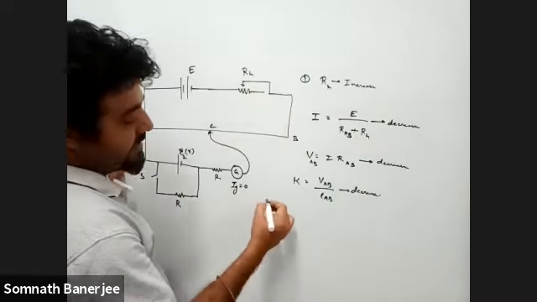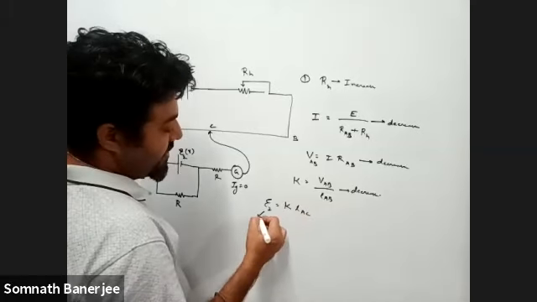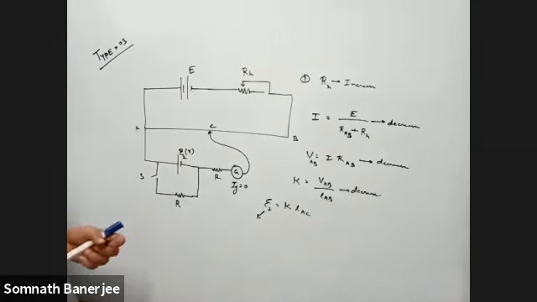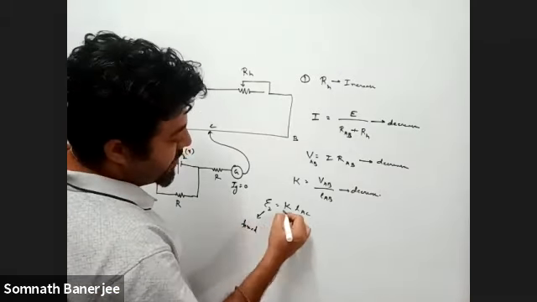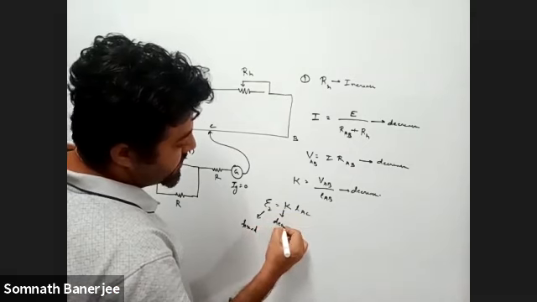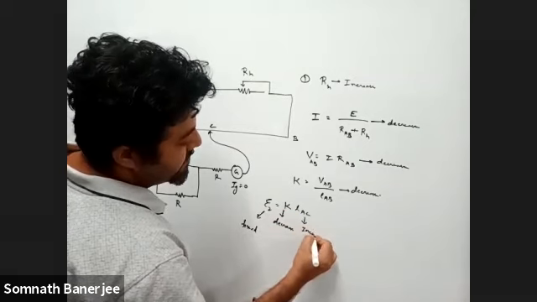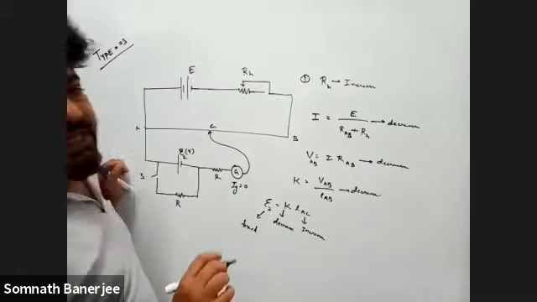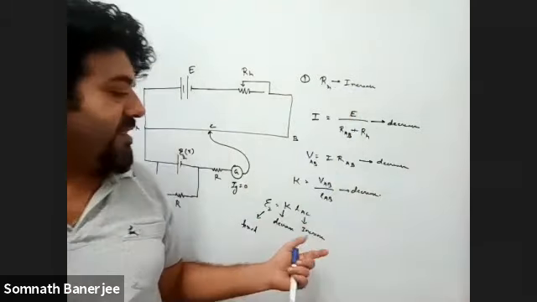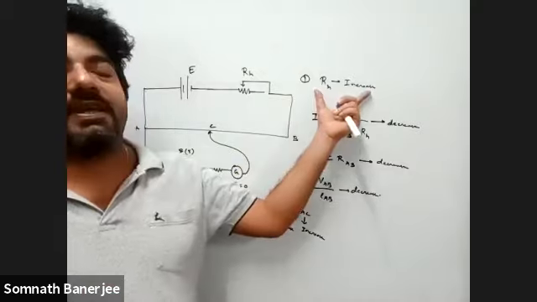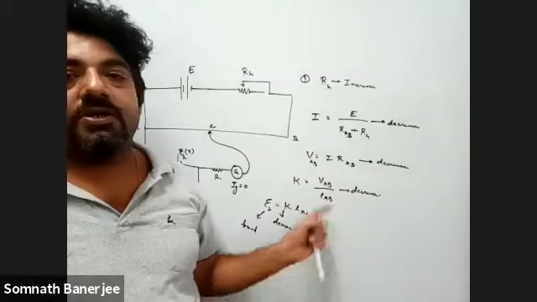And the EMF of the secondary cell is the potential gradient times the length of AC. The EMF of the secondary cell for a particular battery is fixed. So if the potential gradient decreases, the length of AC increases. That means if the value of RH decreases, then the length of AC decreases, and if the resistance of RH increases, then the length of AC increases. So you can correlate them.